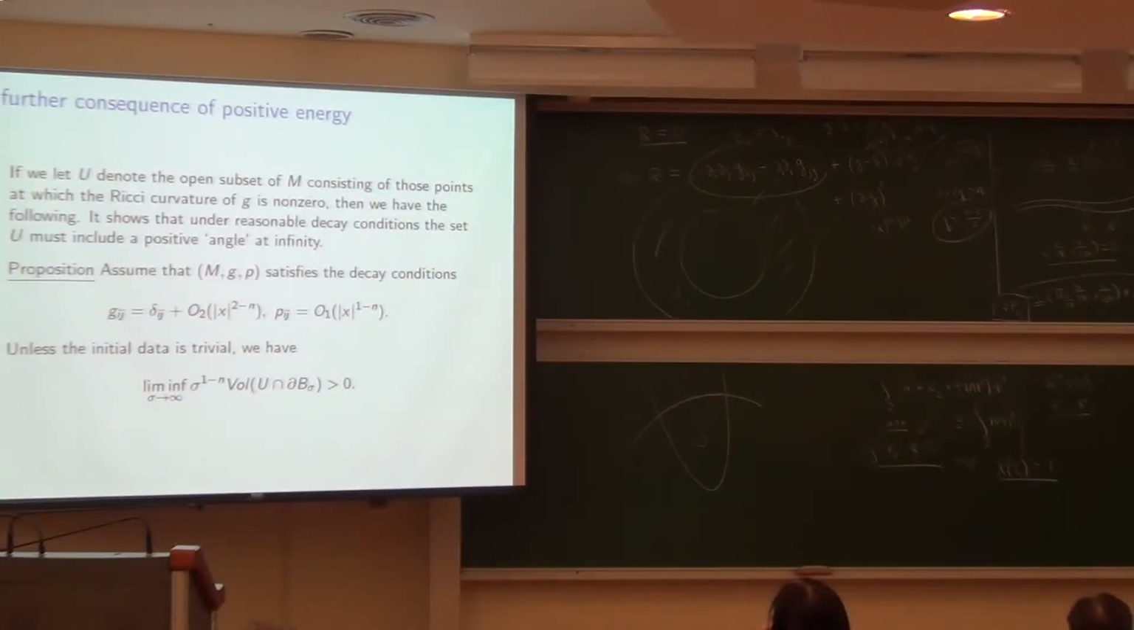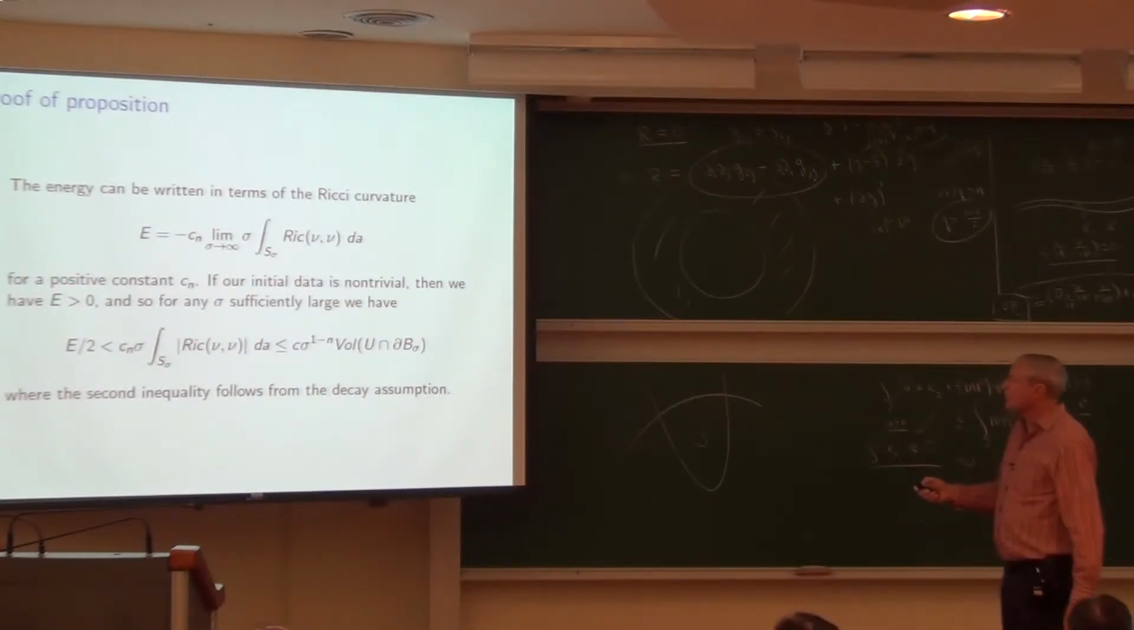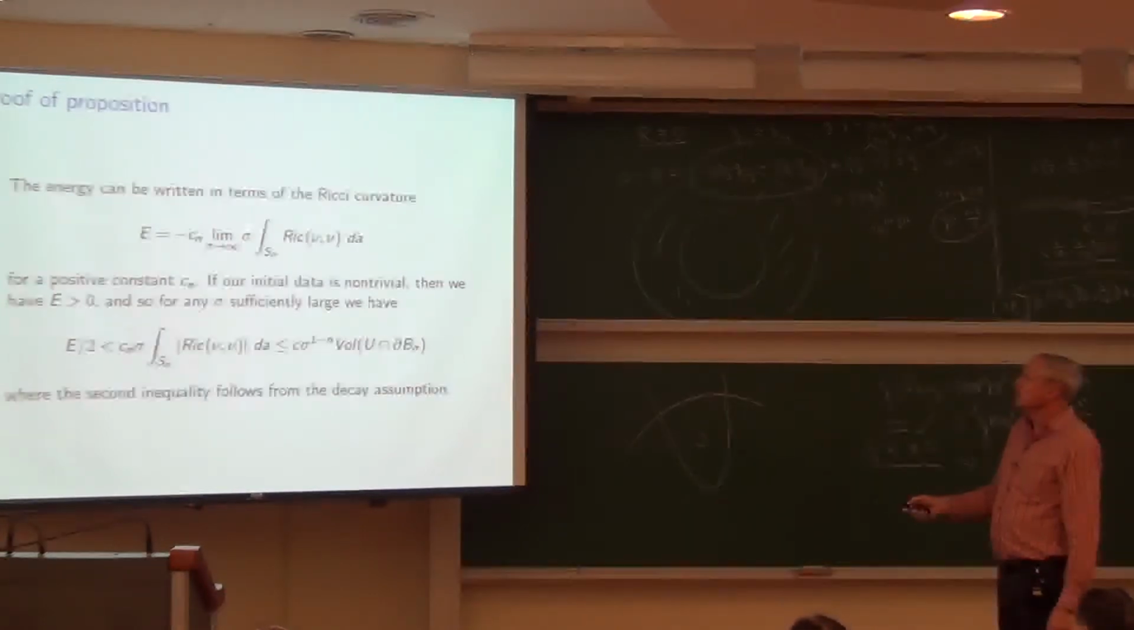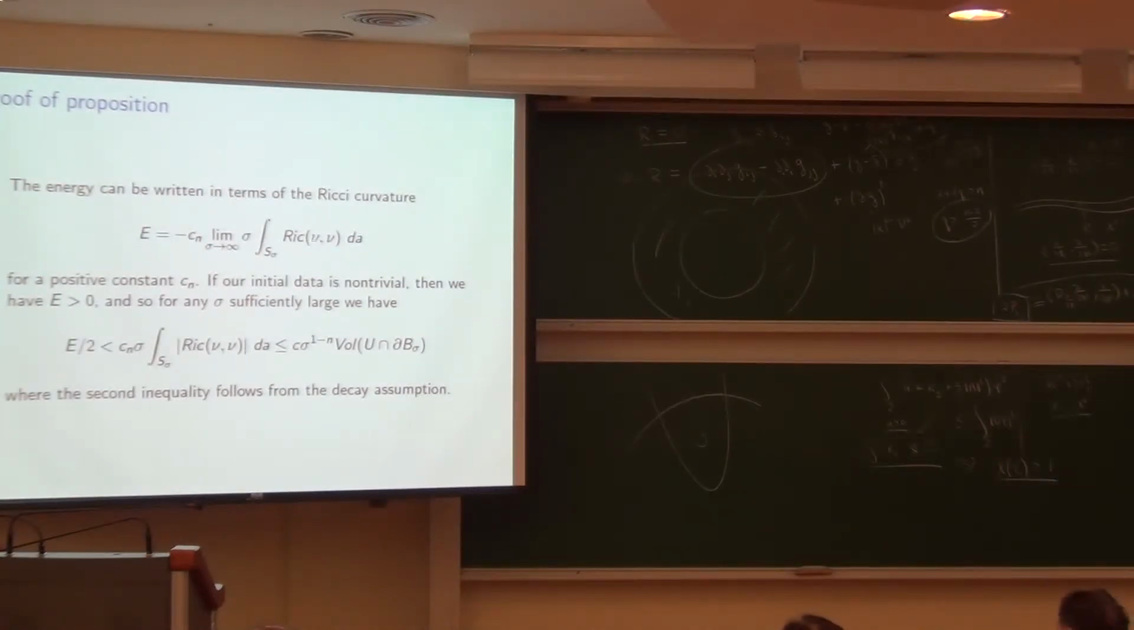So it's telling you that unless the space-time is trivial, there's quite a lot of curvature out near infinity. So the set has to extend quite large. And in fact, the proof is pretty straightforward. The main point actually is a slightly different formula for the energy in terms of the Ricci curvature, which I guess I don't have time to explain. But once you have that, you can see that just using the fact that the energy is positive, for sigma sufficiently large, you get that this integral in absolute value is large, and using the bounds, the decay on the metric, you immediately get the lower bound of that quantity.